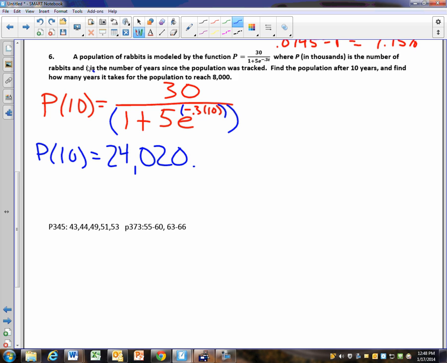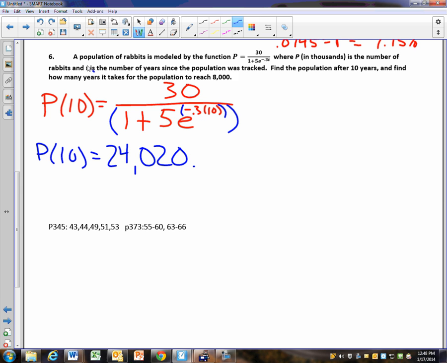But the next question. How many years does it take for the population to reach 8,000? Well, the time it takes for it to reach 8,000, will that be more than 10 years or less than 10 years? Less than 10 years, because in 10 years it got to 24,000. The initial population was how much? 5,000, so it will definitely be more than 0. So let's see what happens here.